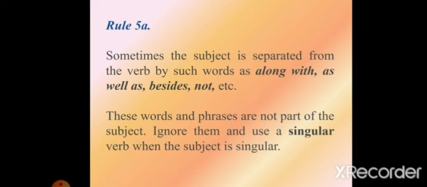Now, Rule 5a. Sometimes the subject is separated from the verb by such words as along with, as well as, besides, not, etc. So all these you will have to use the verb accordingly. How? These words and phrases are not part of the subject. Ignore them and use a singular verb when the subject is singular.